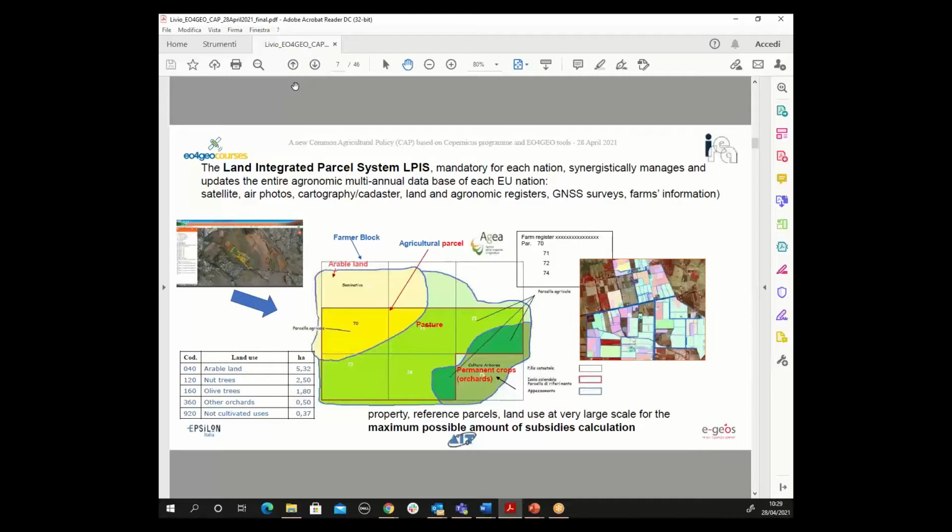The Land Parcel Identification System is a GIS, but very, very detailed. It's a 1 to 5,000 scale for the whole nation. So it's like a cake using land, agronomic land use by remote sensing, property of the farm, and land parcel or cadastral. And we can update each layer in a different way, maintaining the efficiency of this layer. What is important for the Commission is to understand the maximum amount of money that can be received for that portion of land. So it's an assurance for the Commission for avoiding waste of money and time.